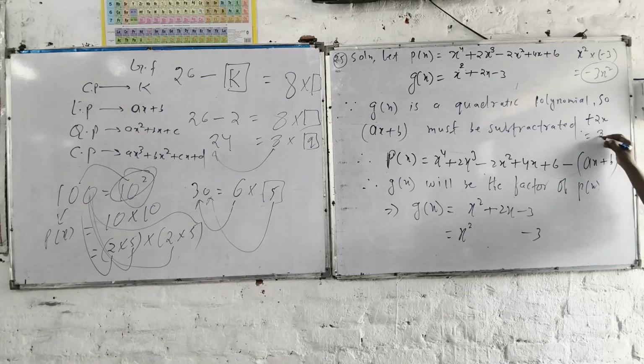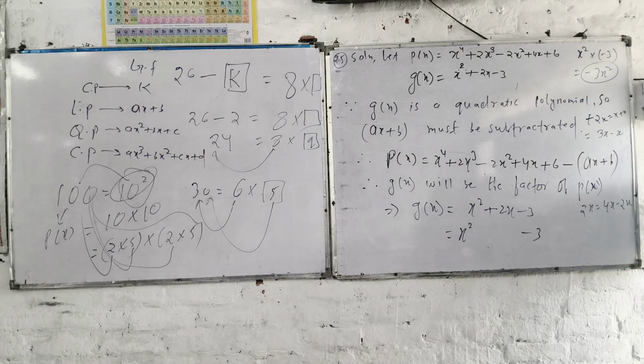You will say, sir, if I write 3x minus x, I'll get plus 2x, right? Or somebody will say, sir, if I write x plus x, I'll get plus 2x as well. And somebody will say 2x can be written as 4x minus 2x, right? A lot of possibilities are there. Somebody will say, I'll just write 6x minus 4x.